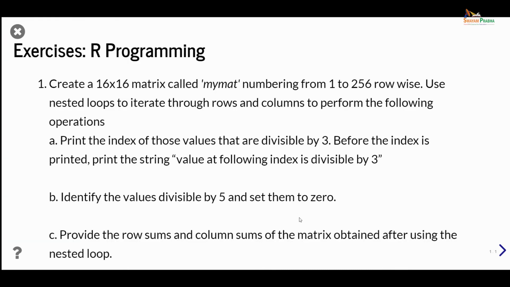So now we have seen how to create a 16 by 16 matrix using the function called matrix, and we've also seen how to arrange the values row wise, and how to use nested loops to iterate through the rows and columns to perform operations like printing the index of the values which are divisible by 3. We've seen how to identify the values which are divisible by a particular number and set them to a different value, and we've also provided the row sums and column sums of the matrix obtained after performing all the operations given in the A and B subproblems.